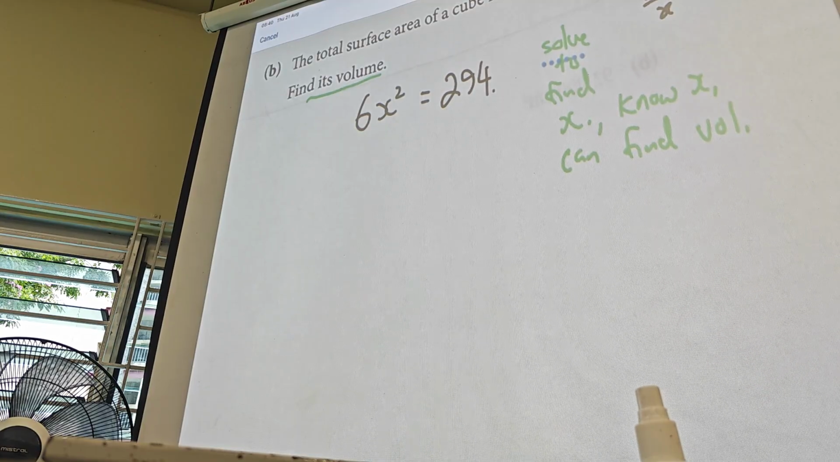Amira, why is your head on the table already? First period shouldn't be so tired.